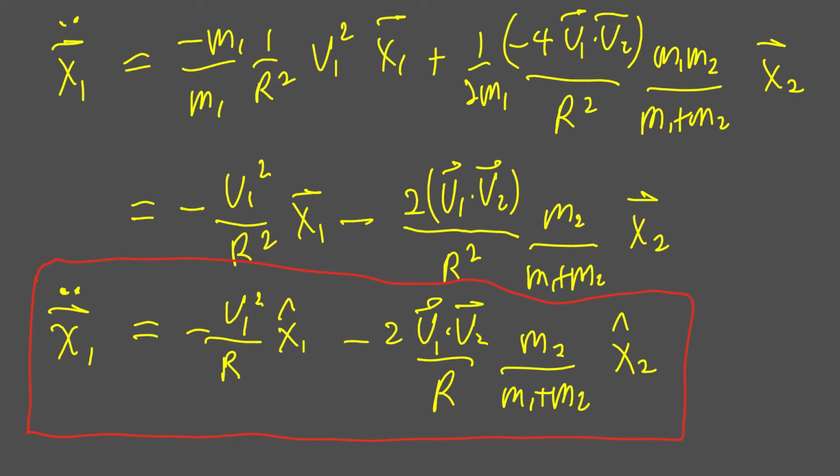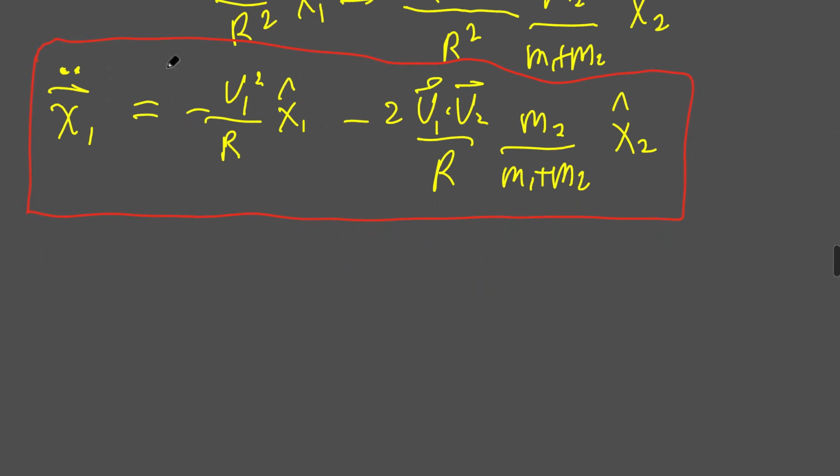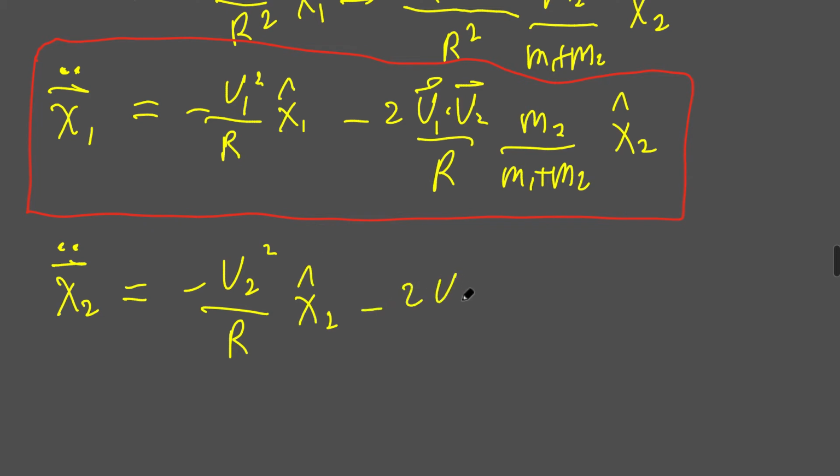And likewise, if we go through the algebra for x2 vector double dot, it's not hard to guess that the answer is just the same as this, but with 1s and 2s swapped. So this is x2 vector double dot equals minus v2 squared over R times x2 hat, minus 2 v1 dot v2 over capital R times m1 divided by m1 plus m2 times x1 hat.